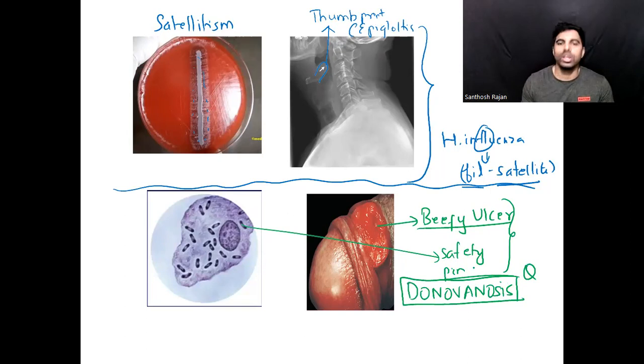Okay. Donor. Donovanosis. South Indian fellow. And then what happened? So this is a beefy ulcer. Painless, right? And the important thing is the safety pin appearance. The causative agent is Klebsiella. Earlier it was called Calymmatobacterium granulomatis, now it's called Klebsiella granulomatis. That's also a question. Donovanosis is caused by Klebsiella granulomatis. Okay, I've given the theory part as shortcuts.